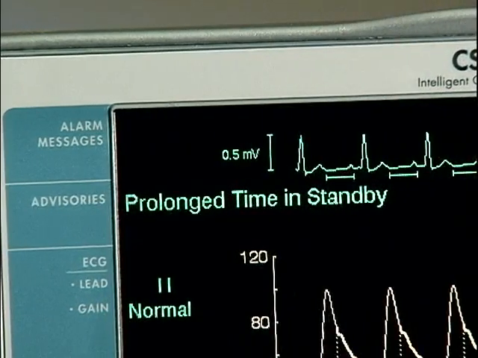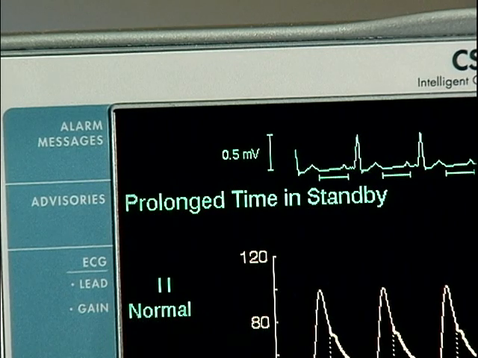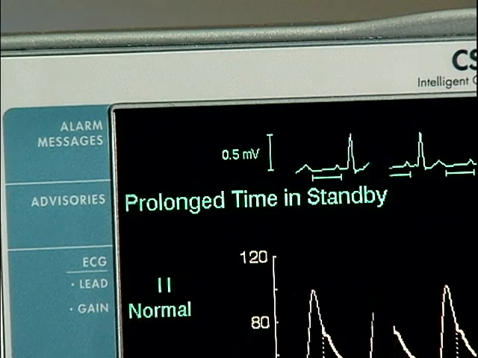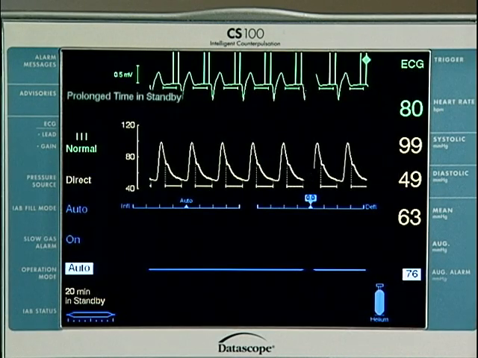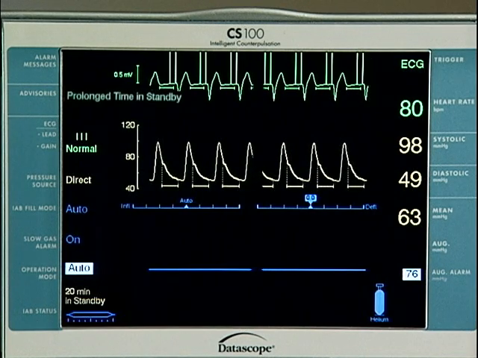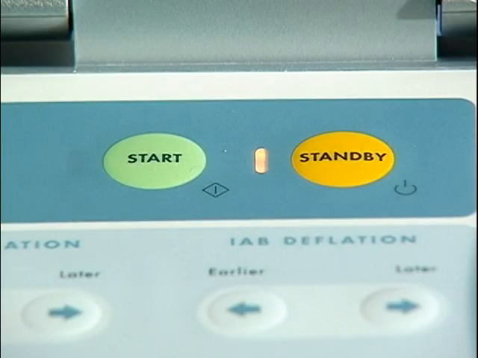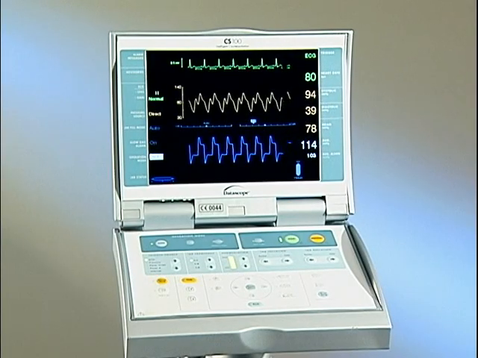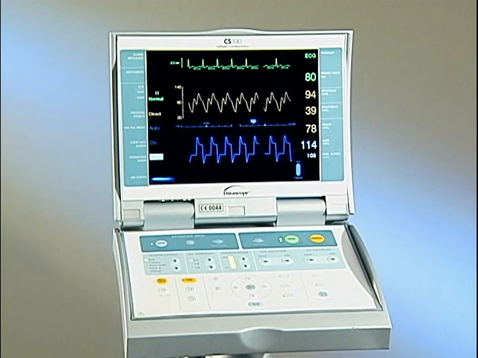The prolonged time in standby alert occurs after the pump has been placed in continuous standby for an extended period of time. The operator corrects this condition by verifying whether it is appropriate to resume pumping. If appropriate, press the Start key to resume pumping. We've now reviewed all the alerts which can occur while the CS100 is operating in any mode.